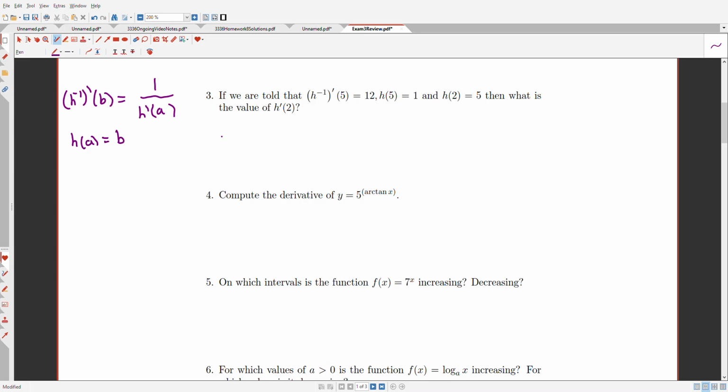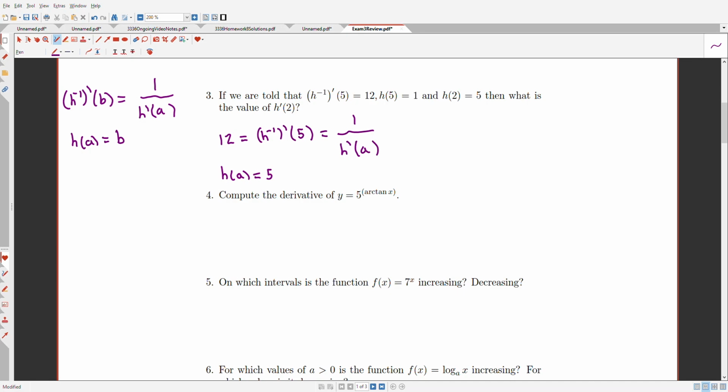So we're told that 12 equals the derivative of the inverse at 5. And by this rule, this has to equal 1 over the derivative of the original function at some other point. It may not be 5. It has to be some value that I'll call A. And so what's the relationship between A and 5? We know that h of A has to equal 5.